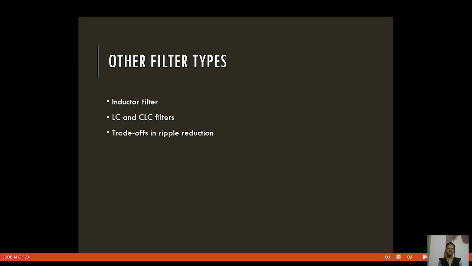There are different types of filters: inductor filter, LC filter, CLC filter, with a trade-off in ripple reduction. LC is nothing but the inductor capacitor filter, which is also known as the L section filter, and the second is the CLC filter, the capacitor inductor capacitor filter, which is also known as the pi section filter. Here CLC is most efficient, whereas we widely use the capacitor filter to reduce the ripples.